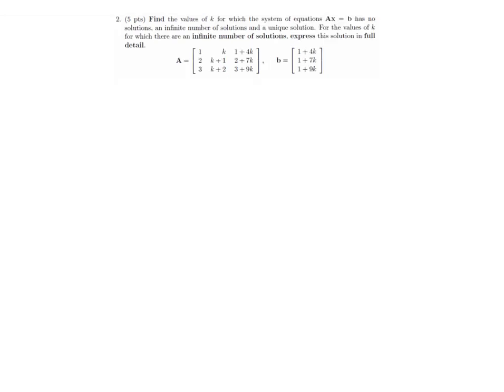Let us have a look at the second question. Here we have to find the values of k for which the system of equations Ax equals b, with A and b shown, has no solutions, an infinite number of solutions, and a unique solution. And then for the values of k for which there are an infinite number of solutions, you have to express this solution in full detail. As usual, try to do this exercise by yourself if you're preparing for the exam. So push the pause button.